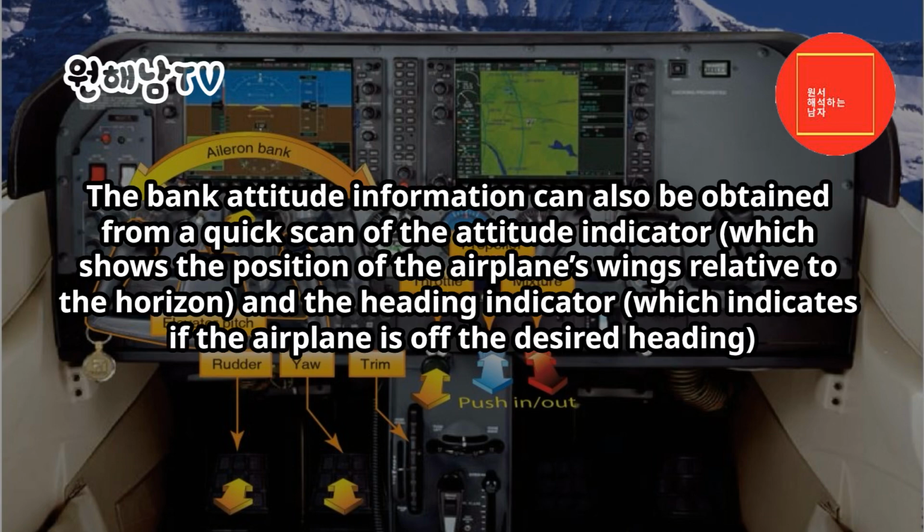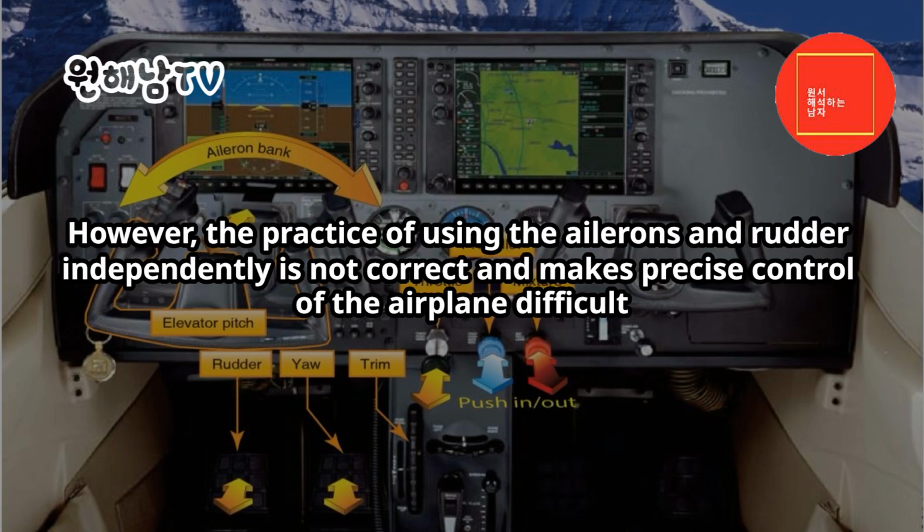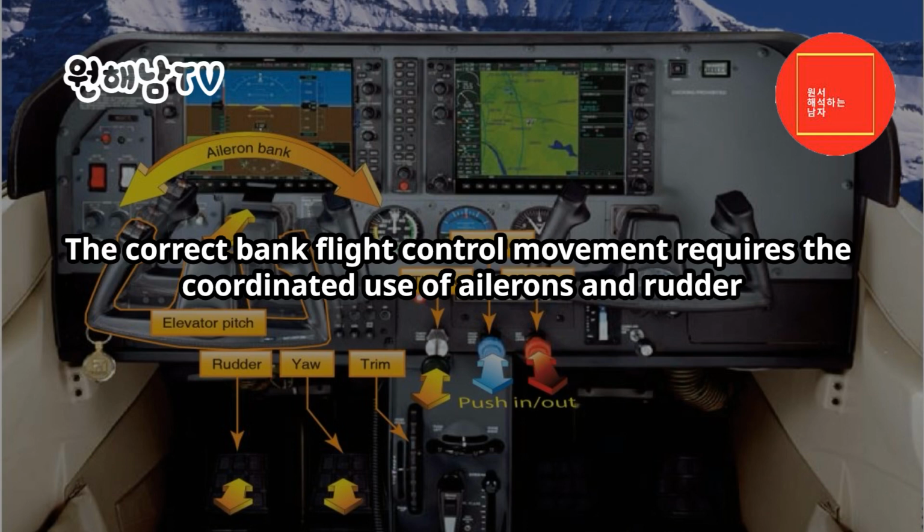The bank attitude information can also be obtained from a quick scan of the attitude indicator, which shows the position of the airplane's wings relative to the horizon, and the heading indicator, which indicates if the airplane is off the desired heading. It is possible to maintain straight flight by simply exerting the necessary pressure with the ailerons or rudder independently in the desired direction of correction. However, the practice of using the ailerons and rudder independently is not correct, and makes precise control of the airplane difficult. The correct bank flight control movement requires the coordinated use of ailerons and rudder.